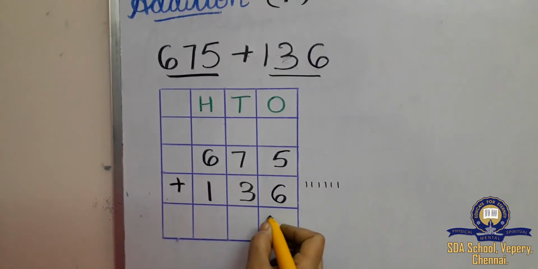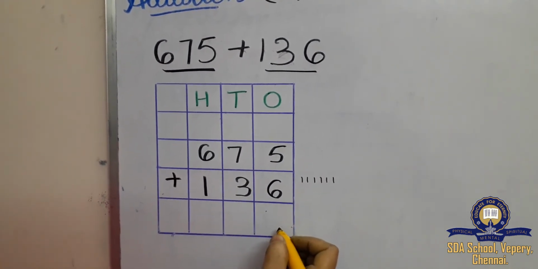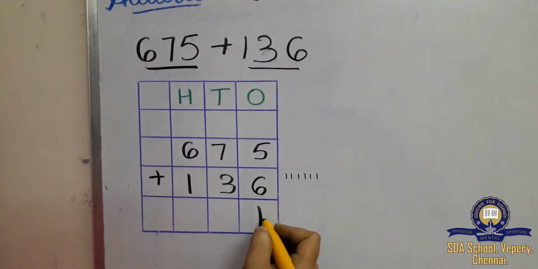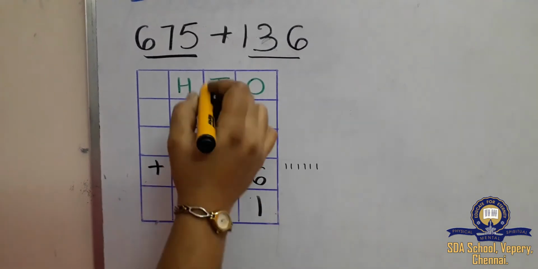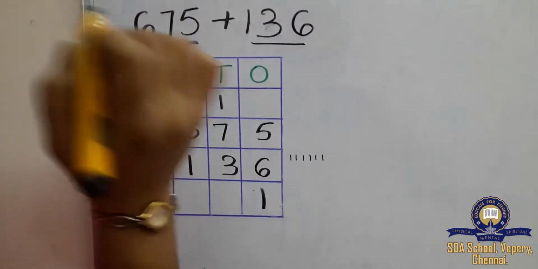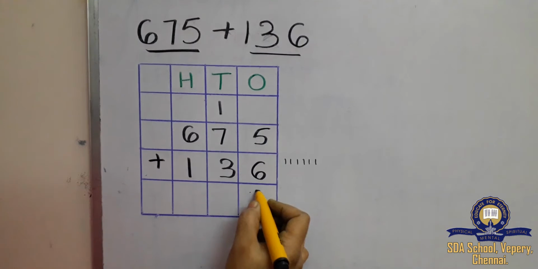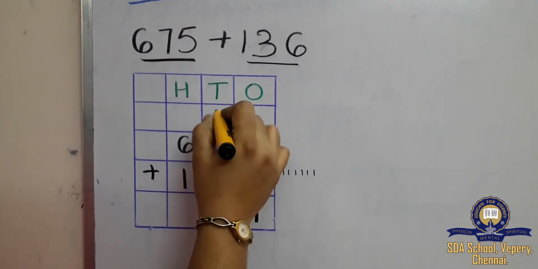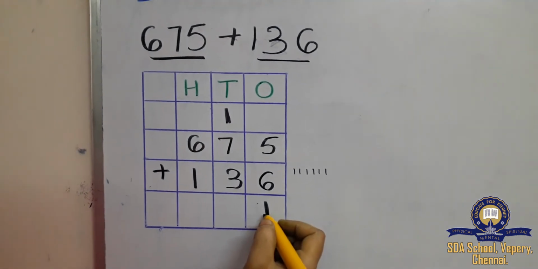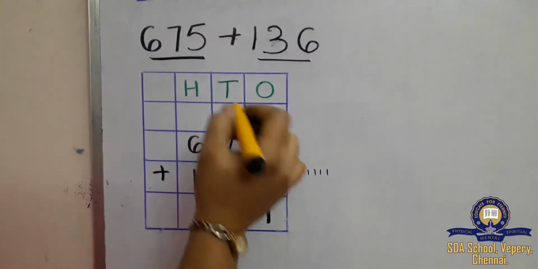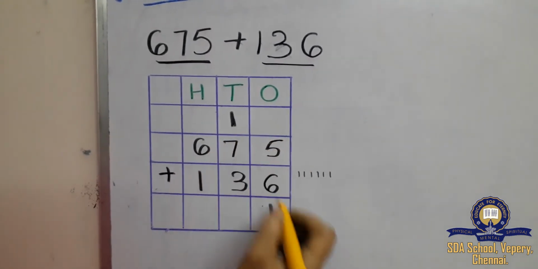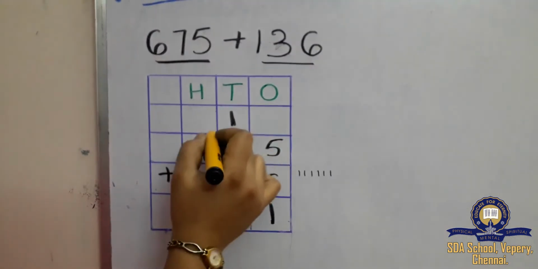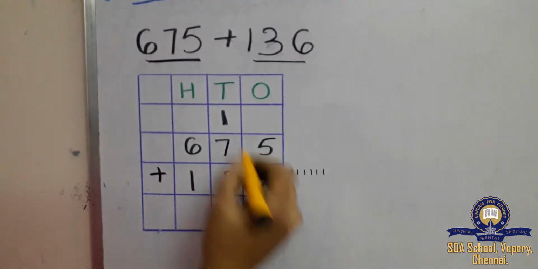Can we keep 11 here? Can we write 1, 1 here? No. So what do we have to do? We have to keep 1 here and carry 1 forward. So 1 is here and another 1 goes up. Any number: if it is like 14, we write here 4, carry 1. 13, 3, 1. 18, 8, 1. 28, 8, 2. 39, 9, 3.